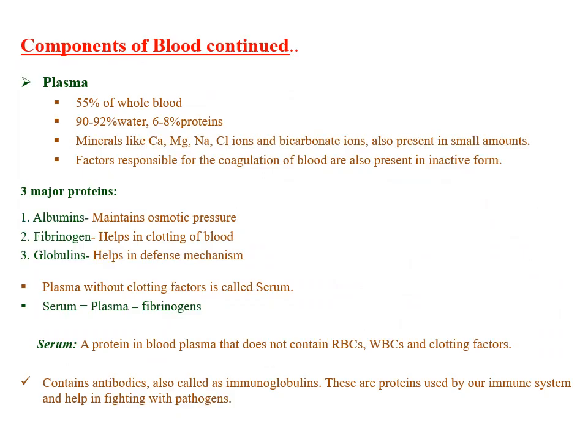Let's come to the liquid part of the blood, that is plasma. Plasma comprises 55% of whole blood. It is a straw colored liquid that contains 90 to 92% water and 6 to 8% proteins. Plasma contains three major proteins, namely albumin, globulin and fibrinogen. Albumin maintains the osmotic pressure between the blood vessels and the tissues by displacing the water molecules.